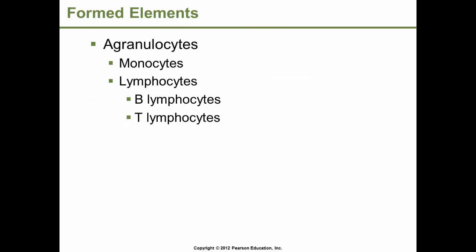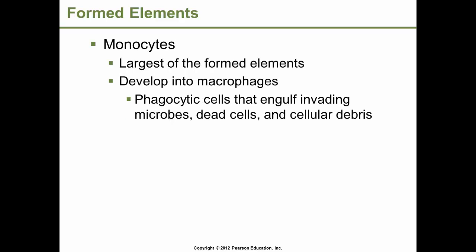Agranulocytes include the monocytes, the B lymphocytes, and the T lymphocytes. Monocytes are the largest of the formed blood cells. They develop into macrophages. These phagocytic cells engulf invading microbes, dead cells, and other cellular debris. Once they leave the bloodstream and enter various tissues, they are termed macrophages.